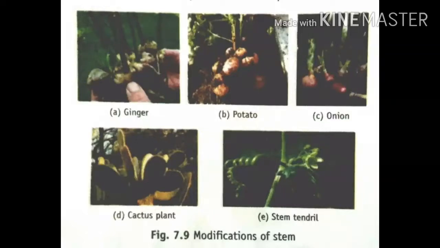Some modified stems can store food. The best example is potato. In the potato plant, the stem grows underground and stores the food made by the leaves. So this one is a best example for modified stem. Some more examples are ginger and onion also.